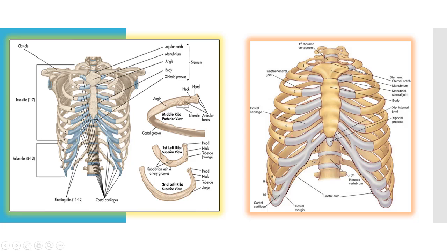Okay. This is the structure which is given. The costal cartilages, floating ribs. You can see the floating ribs, 11th and 12th. Okay. 12th thoracic vertebrae. Floating ribs not attached to the sternum. Okay. This is the sternum. This part is known as what? Sternum.